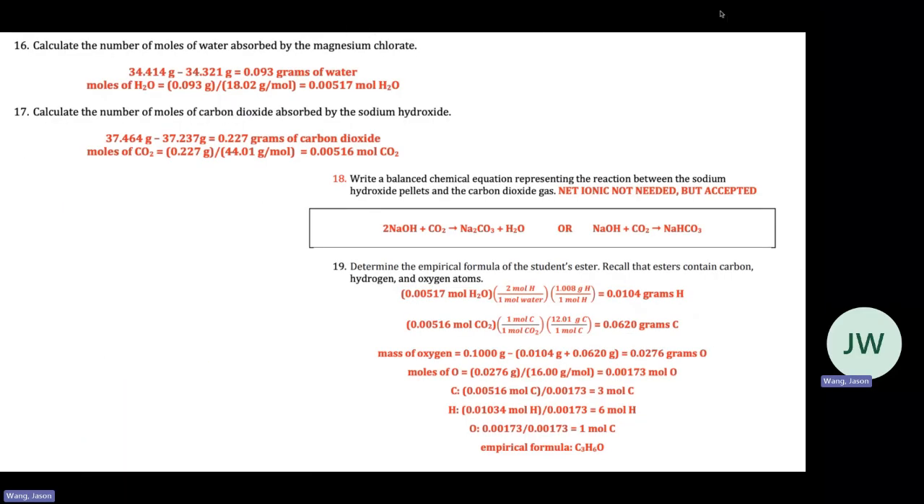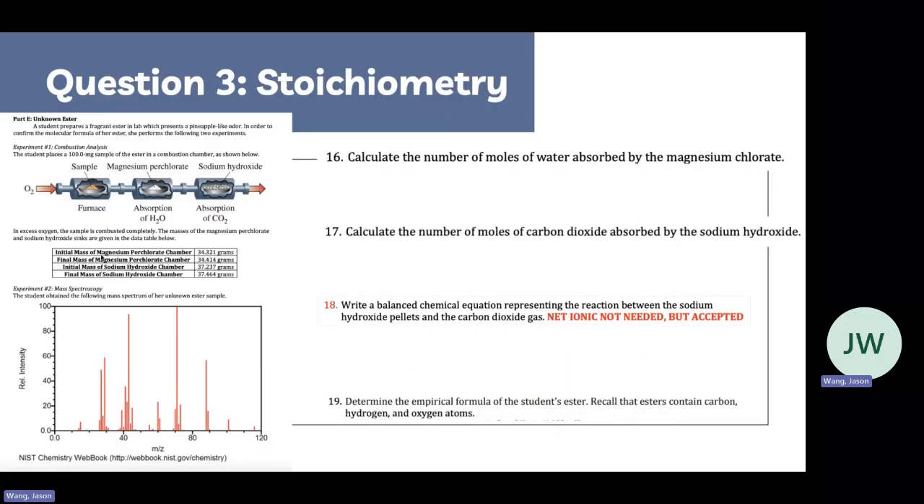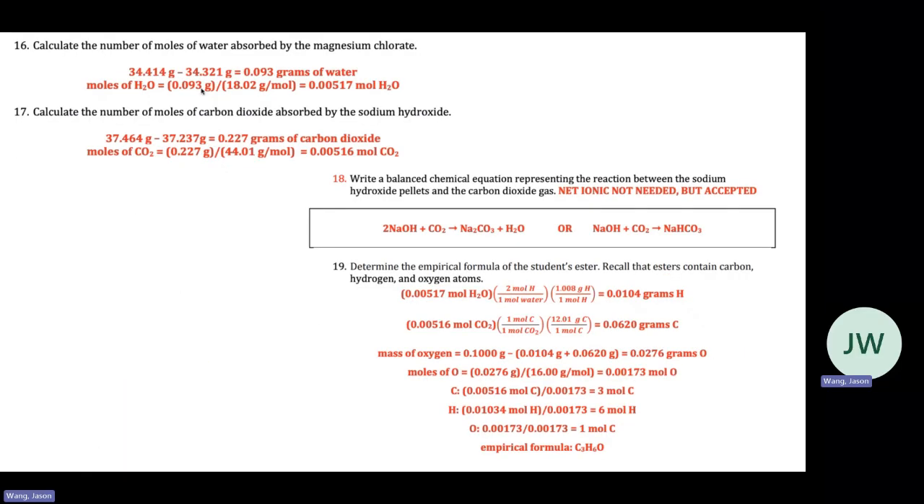The first one, number 16, calculate the number of moles of water absorbed by magnesium chlorate. We have to use our table to see how much magnesium chlorate has been lost. And then we calculate that as 0.093 grams of water. Since we're finding the moles, we would just use what we talked about in the beginning, and hopefully already know, to find that. And same thing for 17, but we're trying to find the number of moles of CO2 absorbed by NaOH.